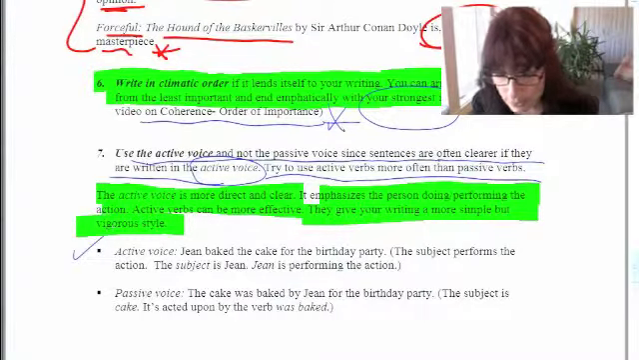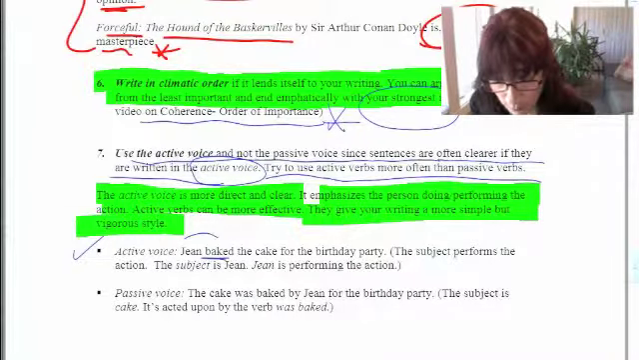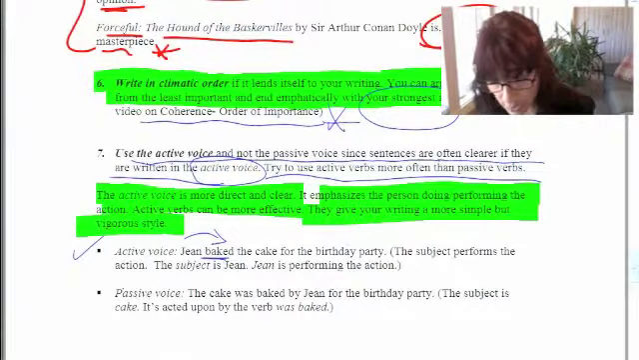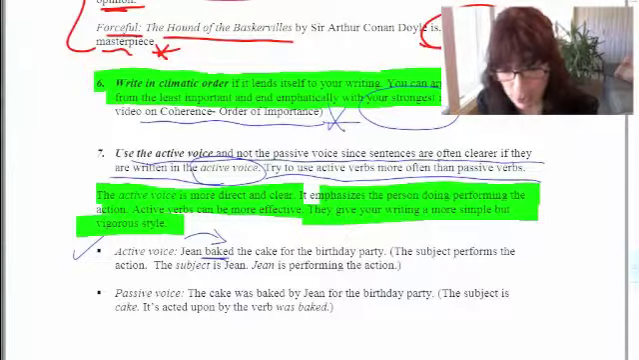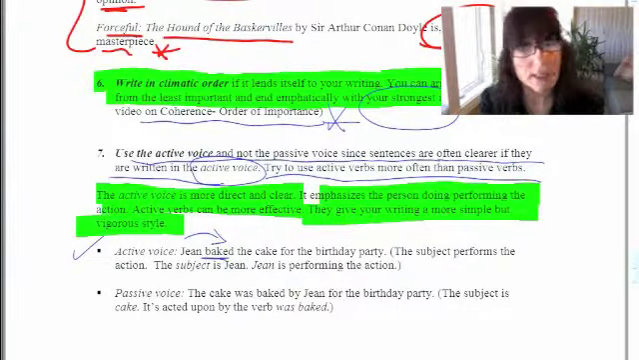The first one, here's the use of the active voice. Jean baked the cake for the birthday party. All right, this is the active voice, baked. And who's doing the baking? Jean. So the subject is performing the action. The subject is Jean. She's performing the action, and what she's doing, she's baking the cake. It's simple, but it's forceful, and it's to the point.